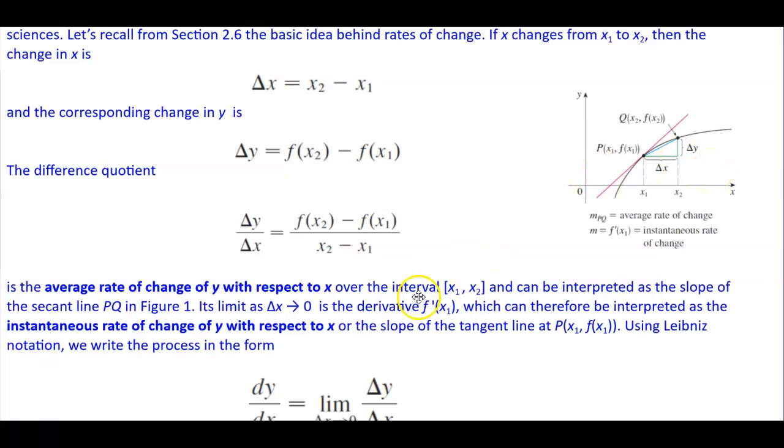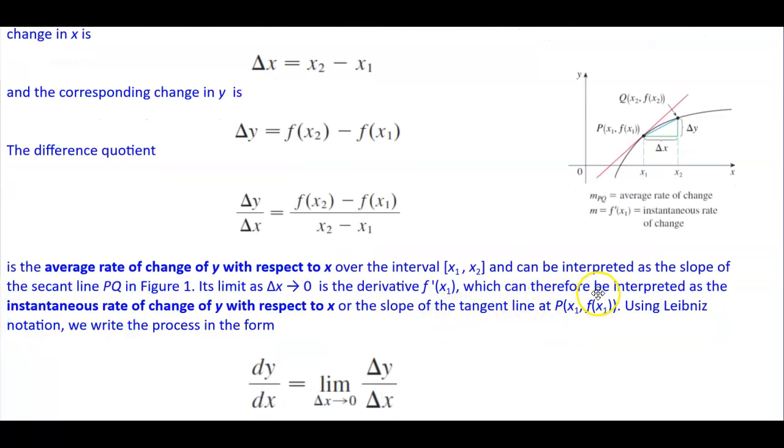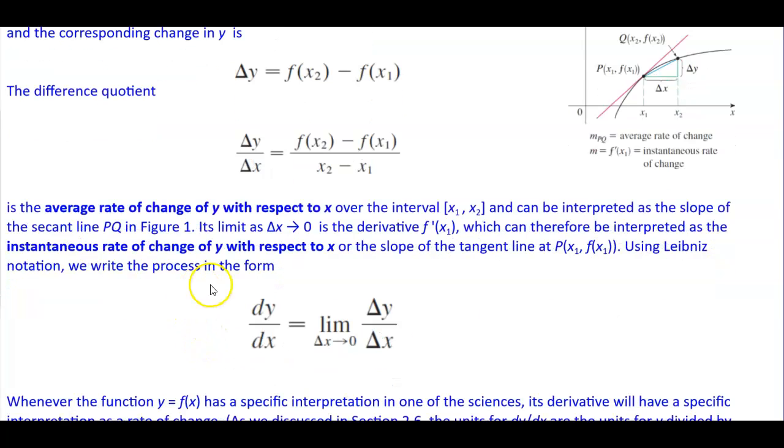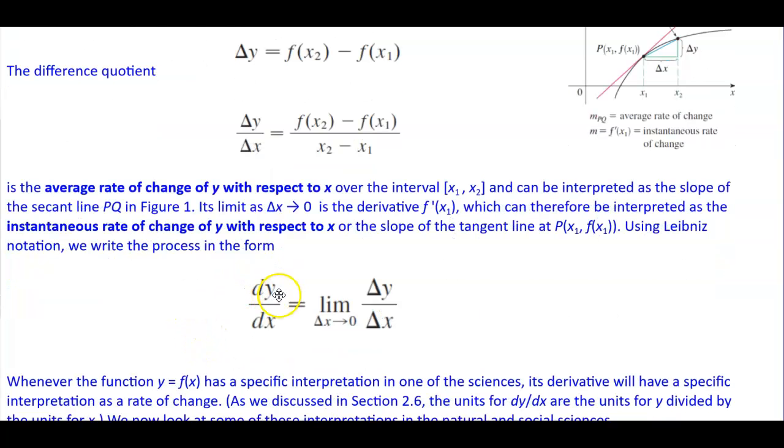Its limit as the change of x approaches 0 is the derivative f prime of x1, which can therefore be interpreted as the instantaneous rate of change of y with respect to x, or the slope of the tangent line at P(x1, f(x1)). Using Leibniz notation, we write the process in the form dy over dx is equal to the limit as the change in x approaches 0 of the change in y over the change in x.